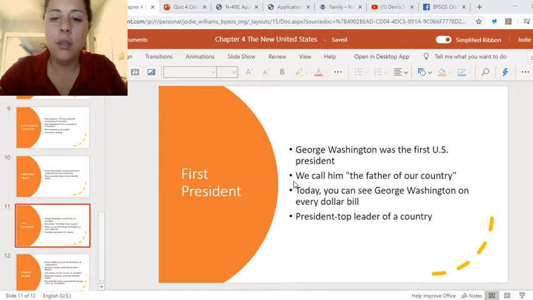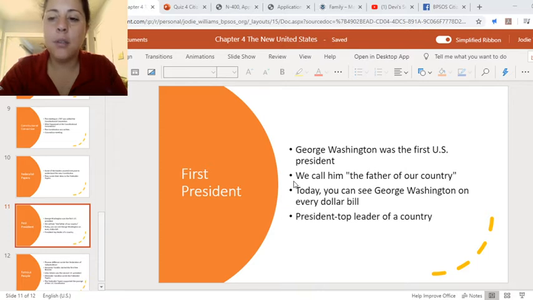So how did we make sure that the laws were followed and we were free and had the right to life and liberty? Well, we had our first president, George Washington. George Washington was the first U.S. president. We call him the father of our country. Remember, George Washington was the first U.S. president and the father of our country.